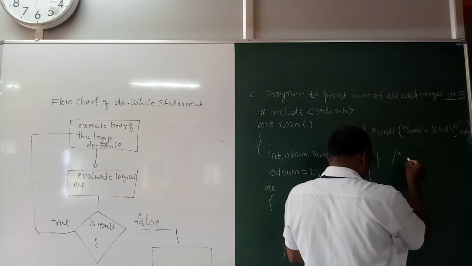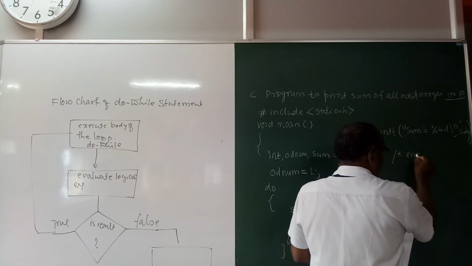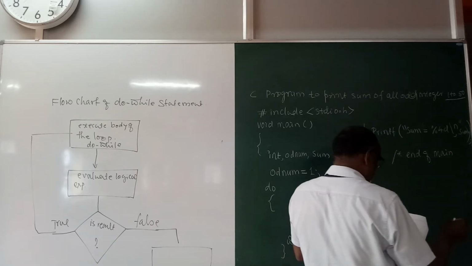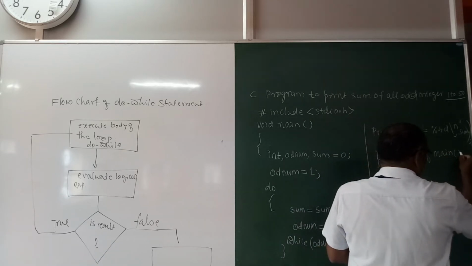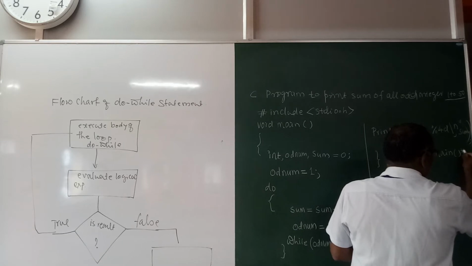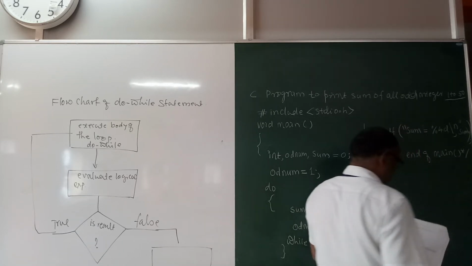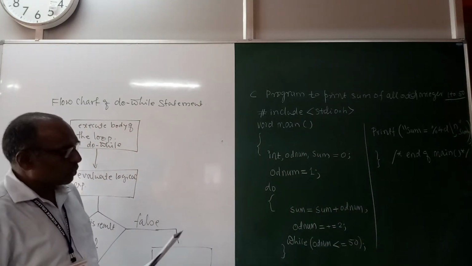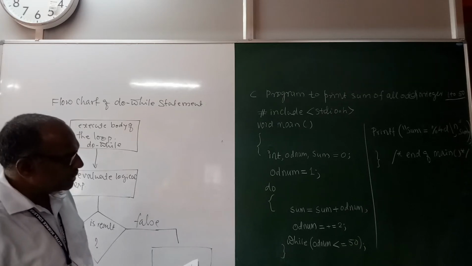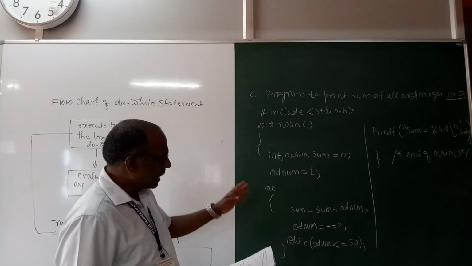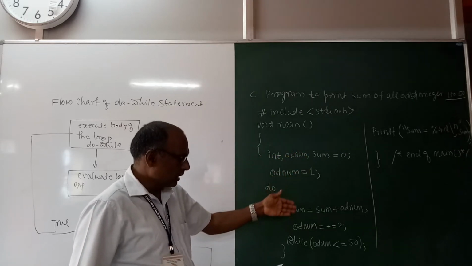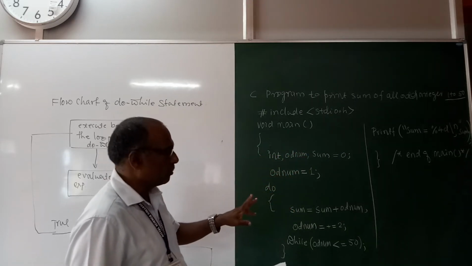I will write here end of main in a new line. Okay, end of main, there is a star here, that is a comment statement. This is a simple program. Now what is the output of this? We have initialized, so every time it does not ask for the number. We need not have the input here. We are not given input.